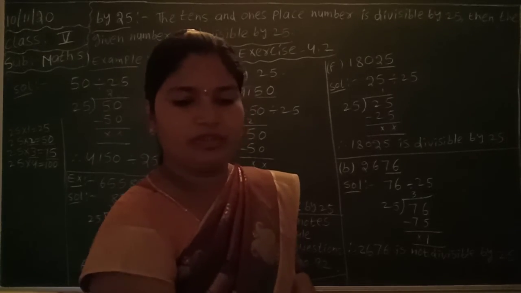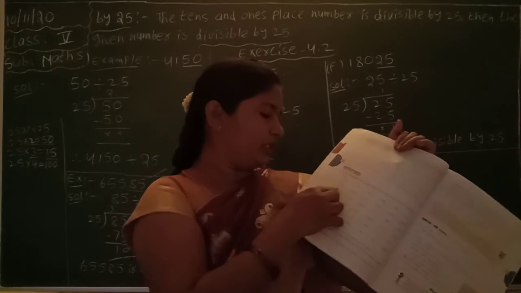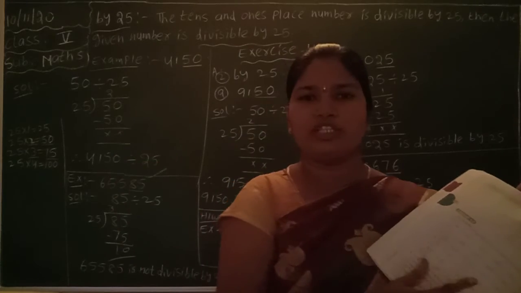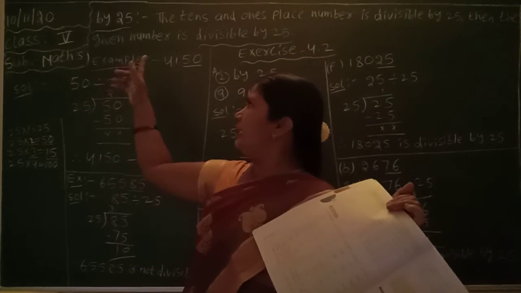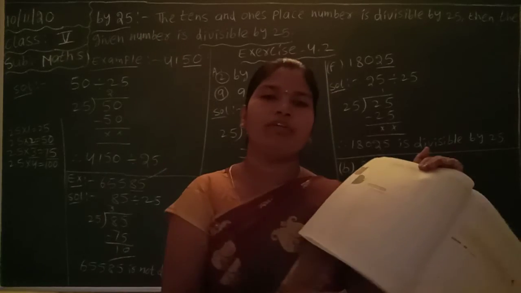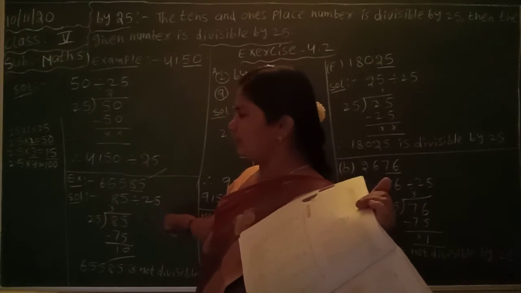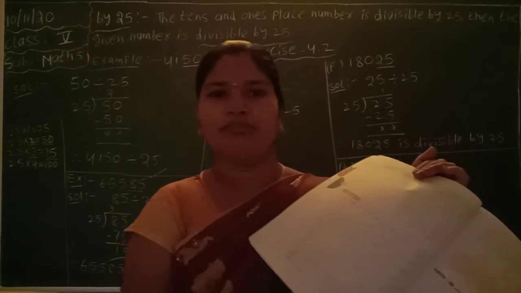Okay children, open your textbook to page number 92. Before starting these problems, open your maths notebook, write down the date, and write down the divisibility rule of 25. Examples also you have to write down. After that, do these problems. This is your homework today.